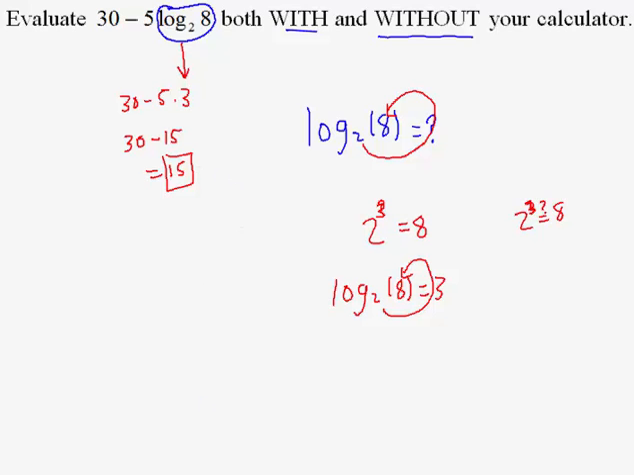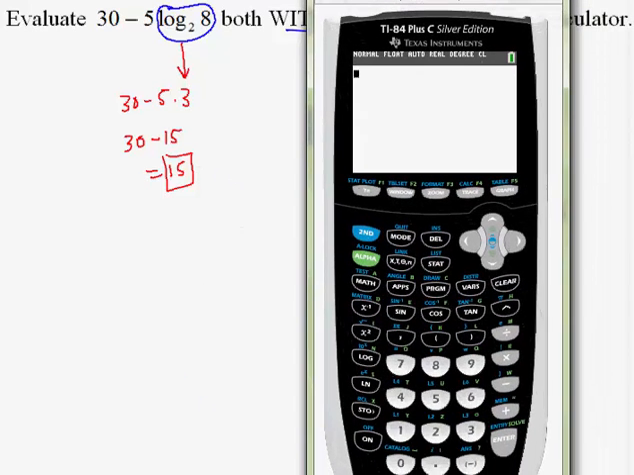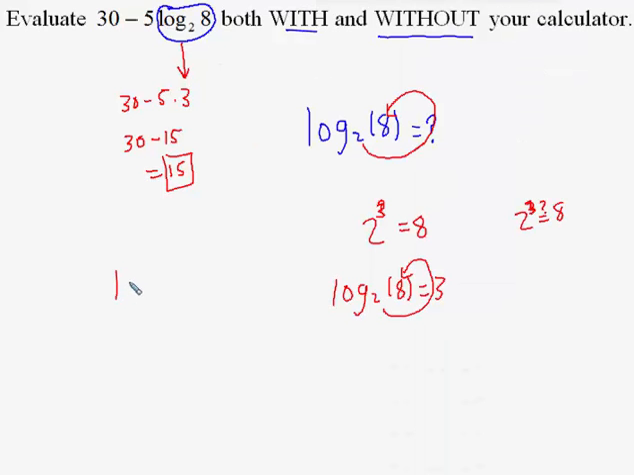But I'm going to check it now and go over to my calculator, and I'm going to type it just like it looks, 30, and subtract 5. Now, because my calculator does not have a base 2 logarithm button, it has a base 10 button, I have to do what's called a change of base form. In fact, let me write that down real quick. I want to evaluate log base 2 of 8, but my calculator only does log base 10.